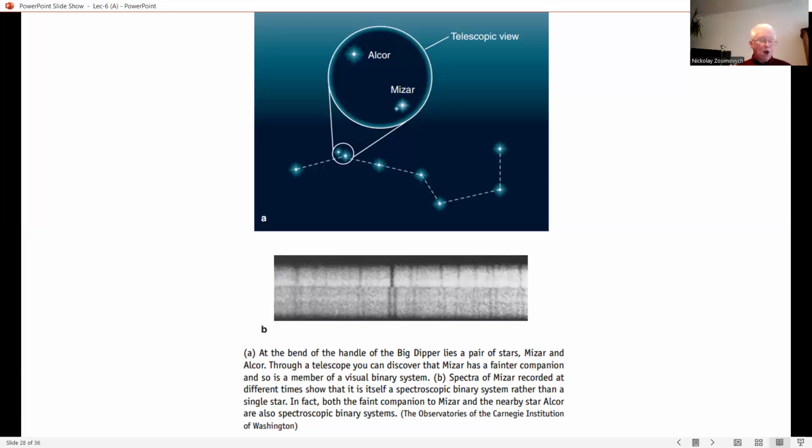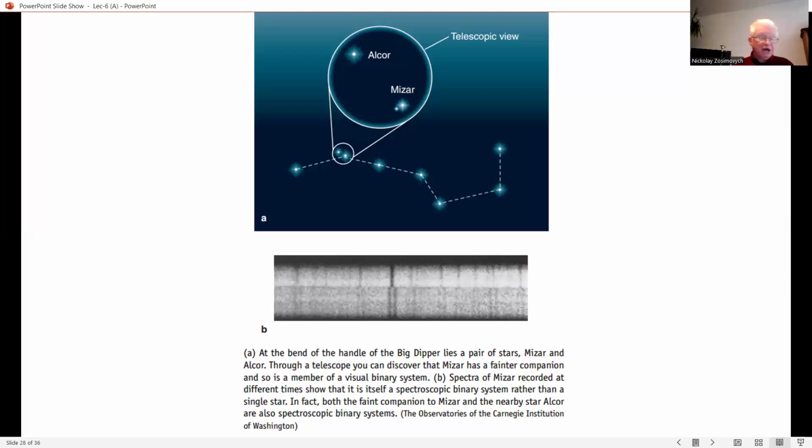You don't know how much the orbits are inclined to your line of sight. Do you remember, as we were speaking a few minutes ago? You can find the inclination of a visual binary system because you can see the shape of the orbits. In a spectroscopic binary system, however, you cannot see the individual stars. More than half of all stars are in binary systems, and most of those are spectroscopic binary systems.